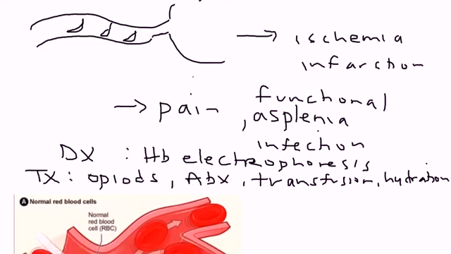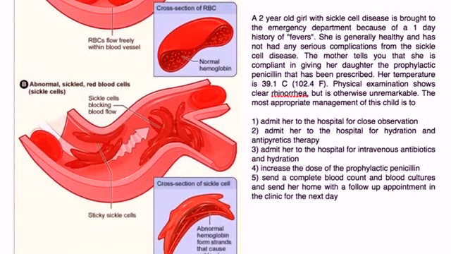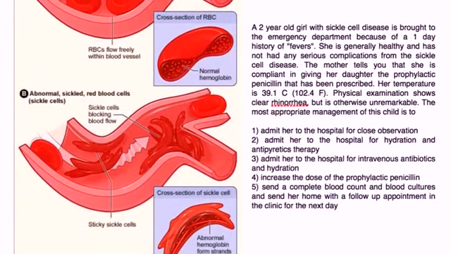So now I have a clinical vignette here. I'll go through this. A 2-year-old girl with sickle cell disease is brought to the emergency department because of a one-day history of fevers. She is generally healthy and has not had any serious complications from the sickle cell disease. The mother tells you that she is compliant in giving her daughter the prophylactic penicillin antibiotics that has been prescribed. Temperature is 102, physical exam shows clear rhinorrhea, but is otherwise unremarkable. The most appropriate management of this child is?